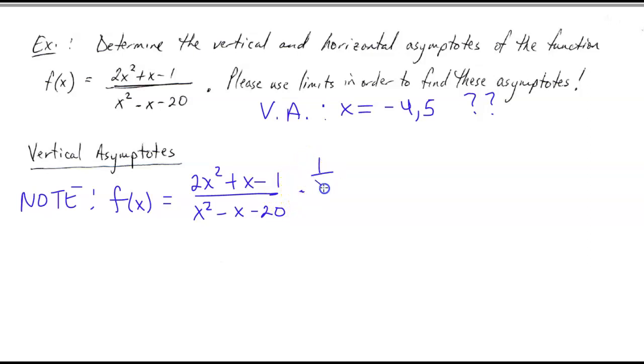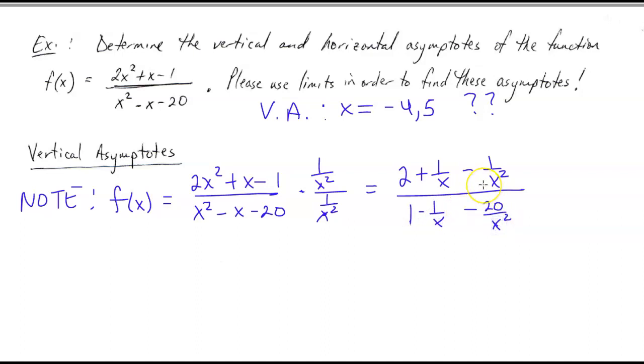And here I'm going to divide both numerator and denominator by x squared. So we do that, then we'll have 2 plus 1 over x minus 1 over x squared, over 1 minus 1 over x minus 20 over x squared. Okay. And we're going to use this expression to evaluate our limit as x approaches -4 and at 5.